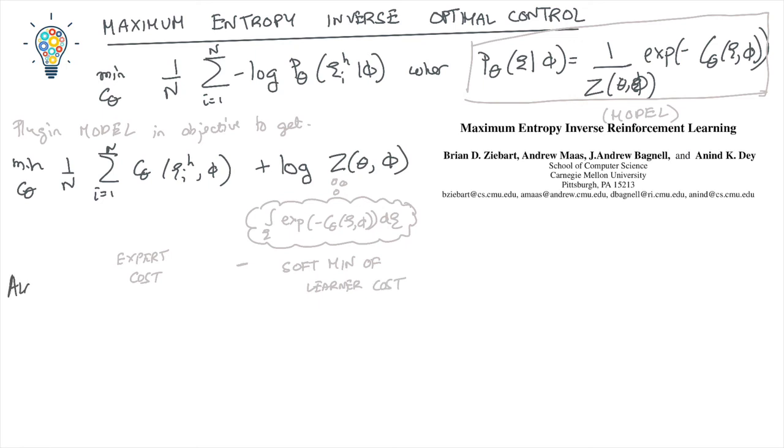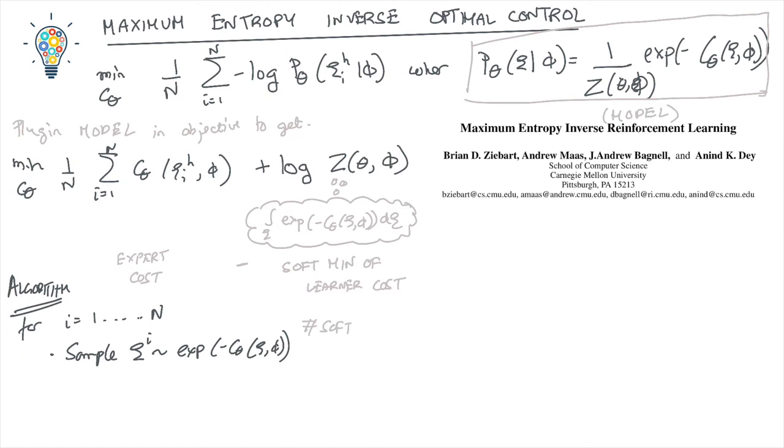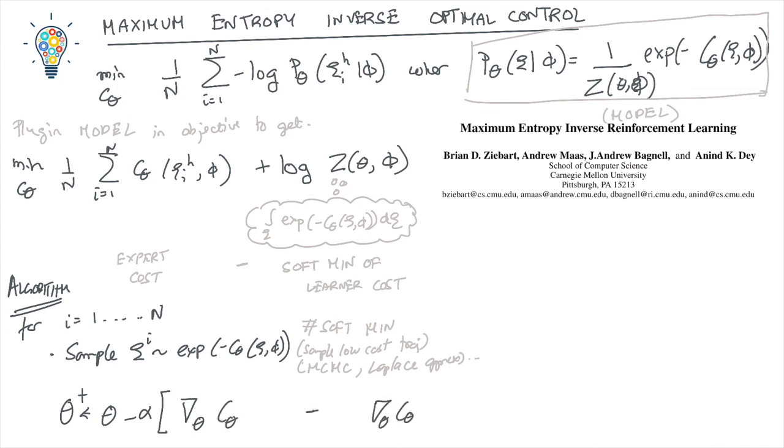So the algorithm is very similar to the previous one. We are iterating over all data points, and in each iteration, we are going to sample trajectories from our probability distribution. Note that we're not calling an optimal planner anymore. Instead, we're calling a soft planner that gets us lots of low-cost trajectories, typically using MCMC methods or maybe Laplace approximations, or pick your favorite sampler. Then we're going to update our cost function parameter theta by bumping down the gradient of the human and bumping up the gradient of these samples.